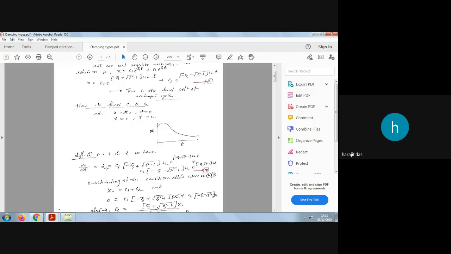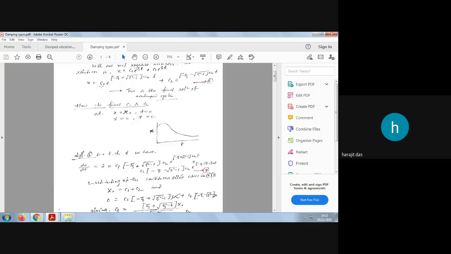Now we have got two equations, one is this one, another is this one. Here we will be putting the condition of displacement, because this is in terms of x. So at x equals x naught, when t equals 0, we will be putting x naught instead of x, and we will be putting t equals to 0.